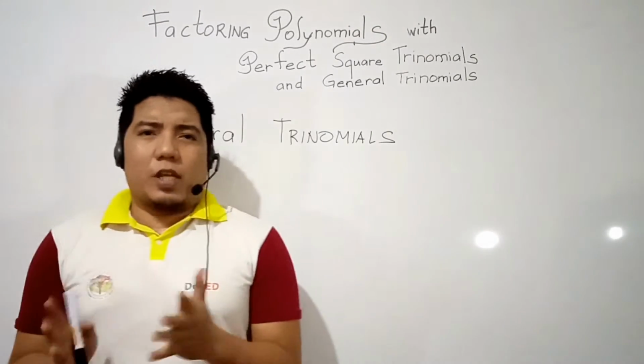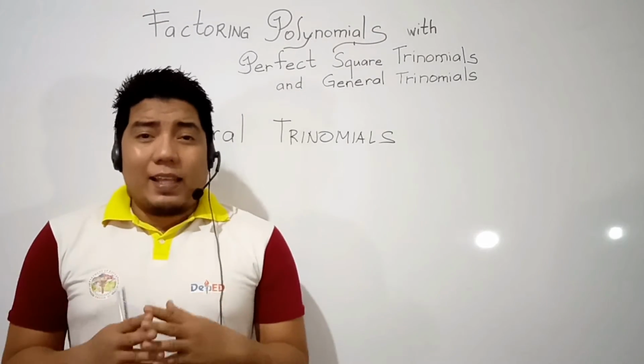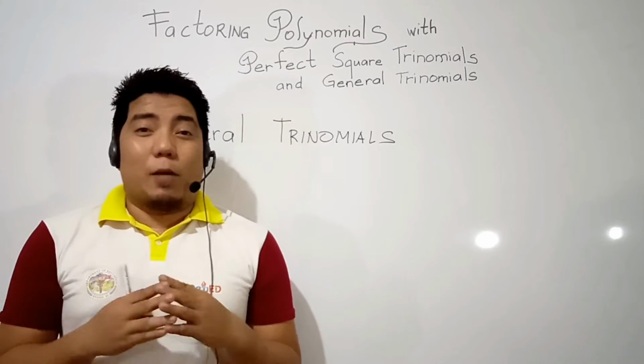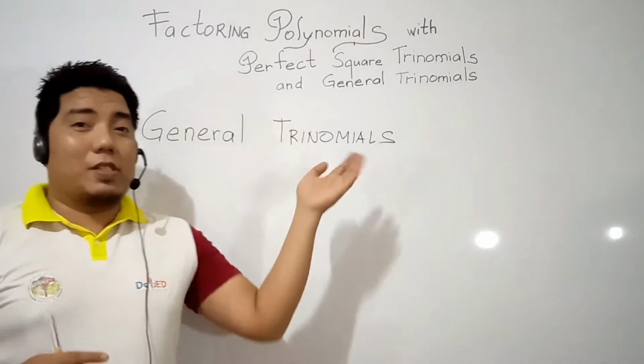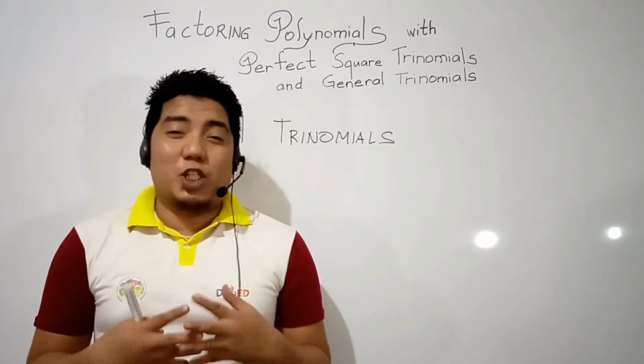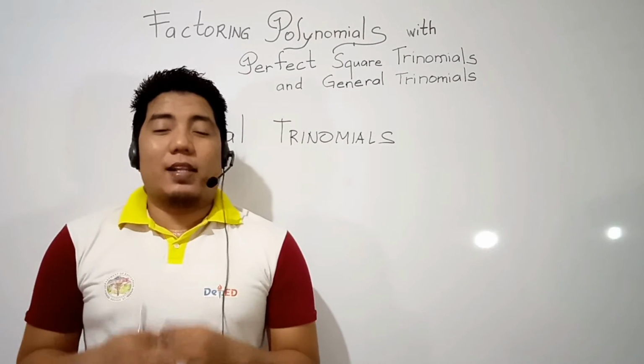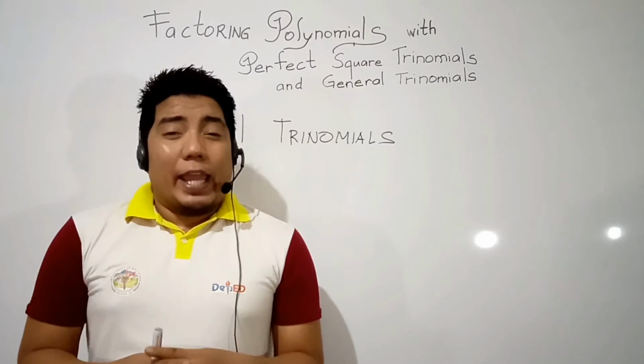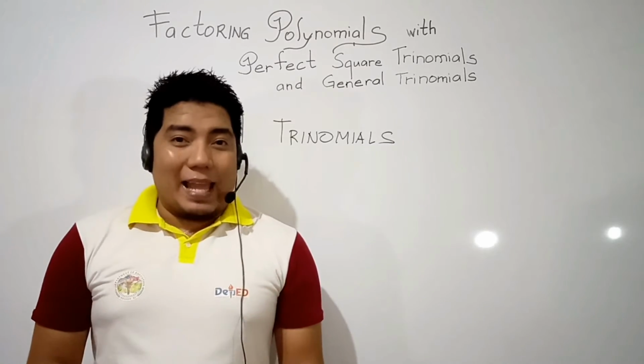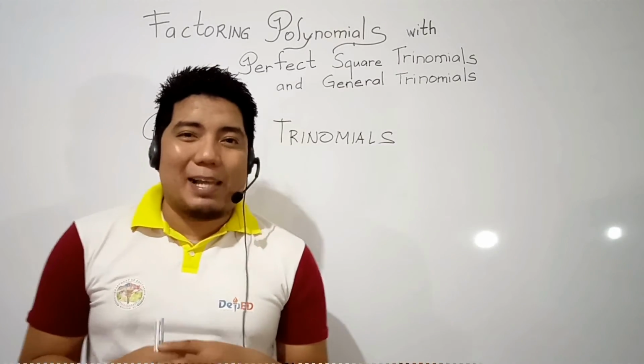Question: what is a general trinomial? Technically, general trinomials are polynomials with 3 terms. It is called a general trinomial because these are just normal trinomials that you will encounter in which factoring can be applied. Now, let's consider some examples.